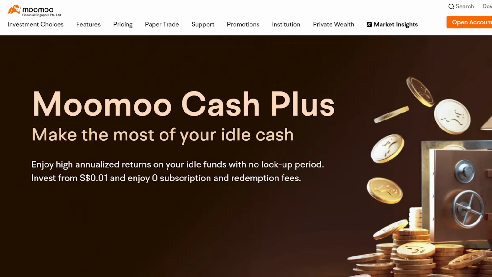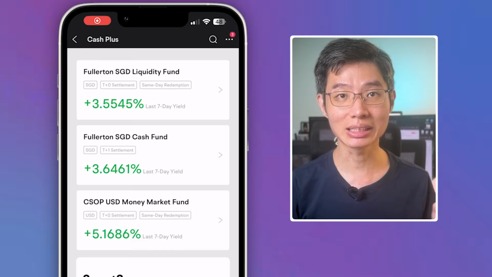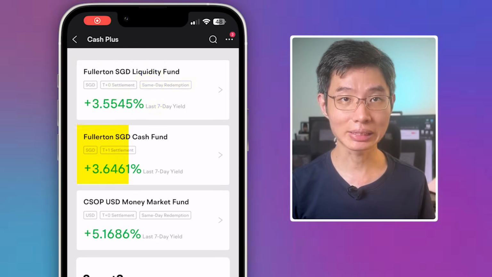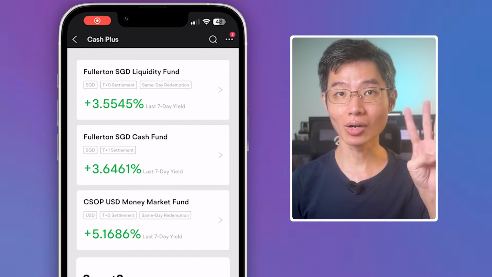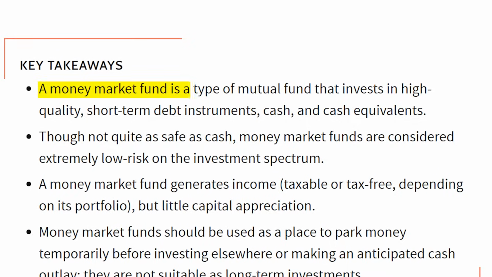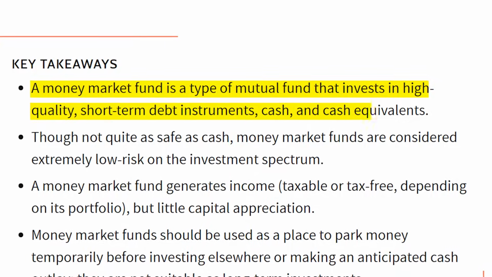So what exactly is Moomoo Cash Plus? To put it simply, it is a place to park your money and earn a return on your idle cash. In it, you'll find 3 different funds, namely the Fullerton SGD Liquidity Fund, Fullerton SGD Cash Fund, and the CSOP USD Money Market Fund. All 3 of them are what's known as money market funds. Money market funds are funds that invest in high quality, short-term debt instruments, cash and cash equivalents.